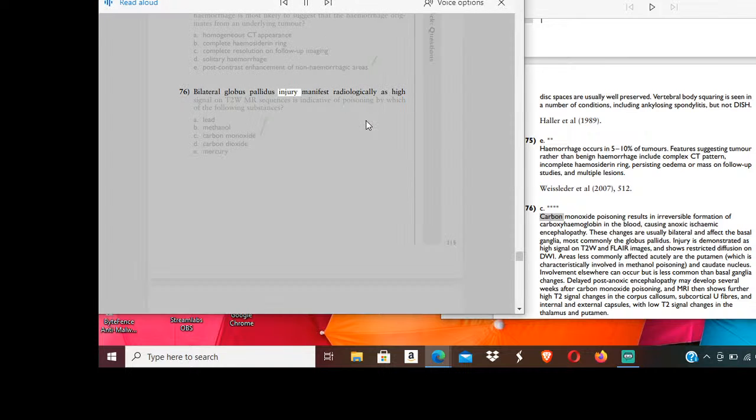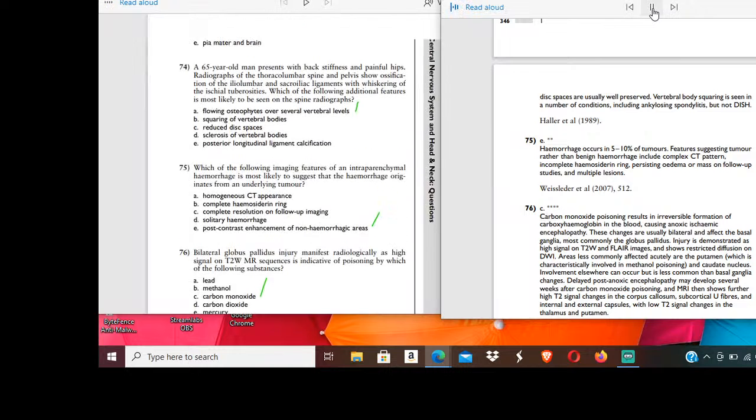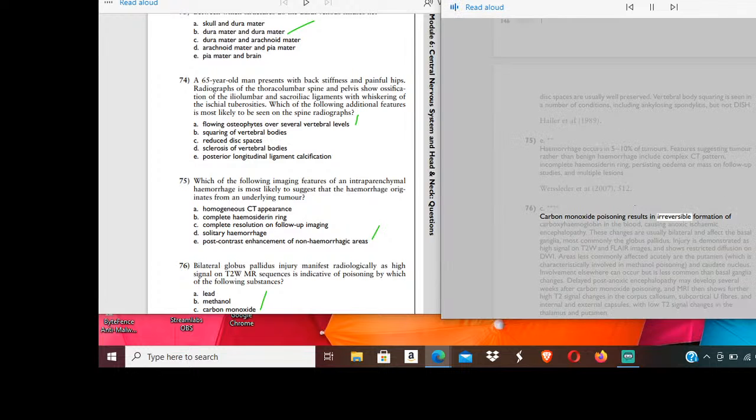76. Bilateral globus pallidus injury manifest radiologically as high signal on T2W MR sequences is indicative of poisoning by which of the following substances? A. Lead. B. Methanol. C. Carbon monoxide. D. Carbon dioxide. E. Mercury. Carbon monoxide poisoning results in irreversible formation of carboxyhemoglobin.